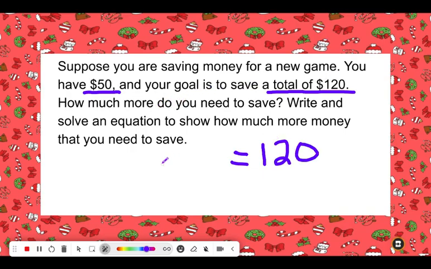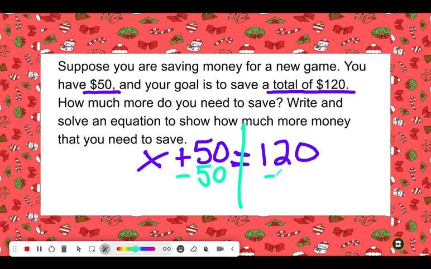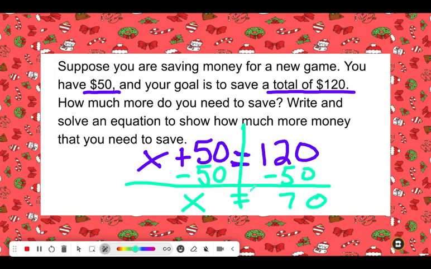So how much more money do we need? I'm just going to use x plus the $50 that we had should equal $120. And then we solve. We want to get x by itself. We're trying to find out how much more money we need to save. So minus 50 on both sides. I'm left with x on the left-hand side. And 120 minus 50 would be 70. x equals 70. So you need 70 more dollars in order to buy that game.